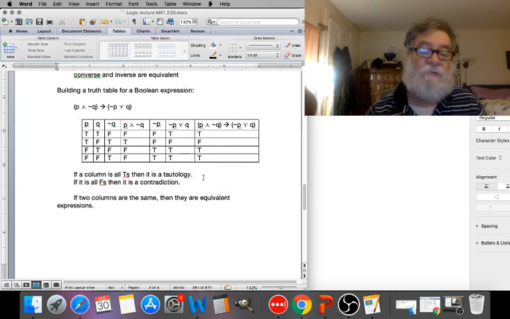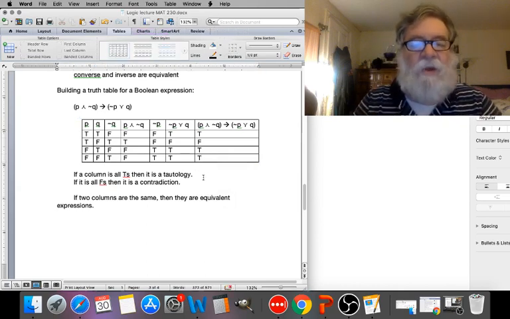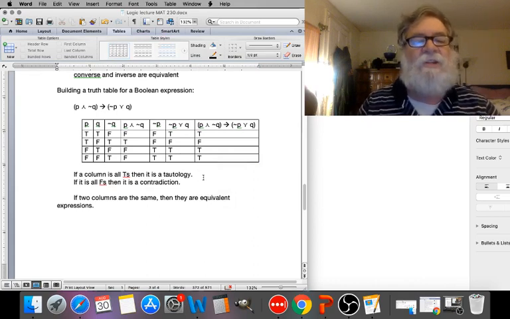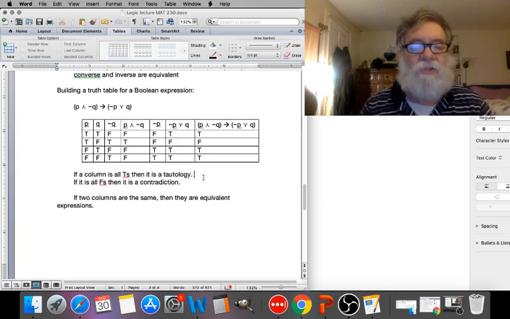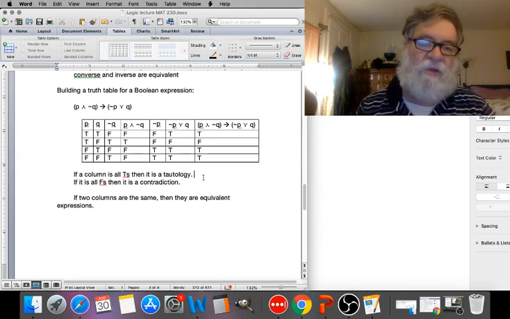Okay, and that's my answer. So you need to know how to do that. By the way, if you do this and you get a column that's all T's, all trues, that's called a tautology. A tautology is something which always is true no matter what the individual values of P and Q are.